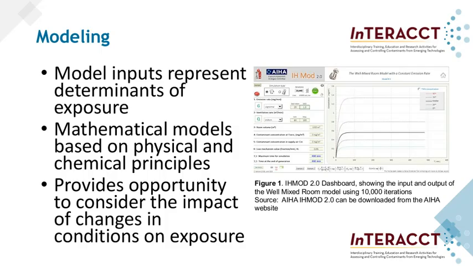Modeling is an approach that uses key determinants such as the emission rate and ventilation rate to predict exposure under a specific set of conditions. Mathematical modeling is based on physical and chemical properties that allow us to leverage properties that predict behaviors of the chemicals and the impact of engineering controls, such as mechanical ventilation, on the airborne concentration.